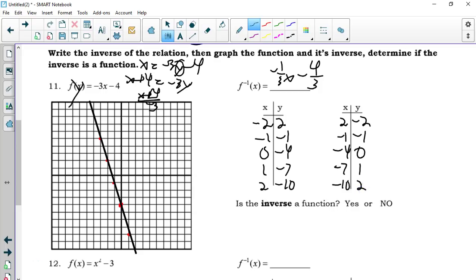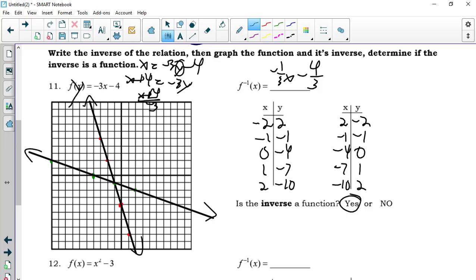So when I go to graph those, 2, negative 2. We know the 1, negative 1 is going to double over. Negative 4, 0, that should be right here, sorry. And negative 10, 2. Now I draw my line, like so. There's my inverse line. Okay? And we can add arrows here to make them lines. So there you go. Now, is the inverse a function? Well, yes, it is, because it's just a linear function.